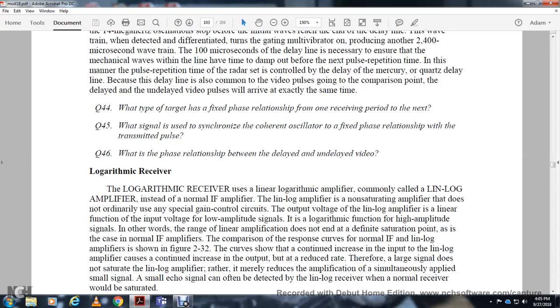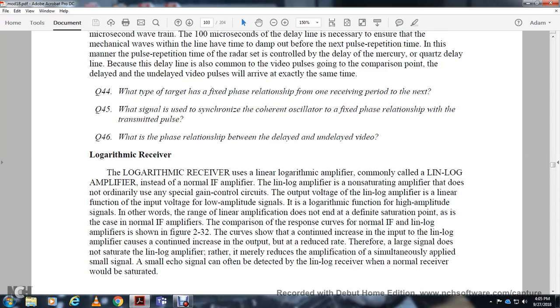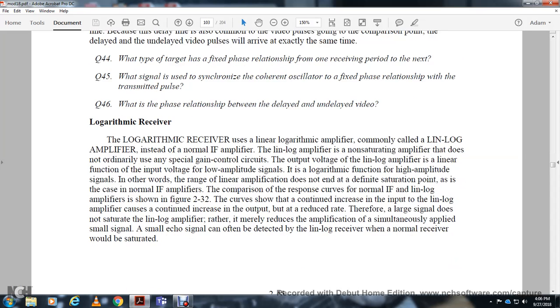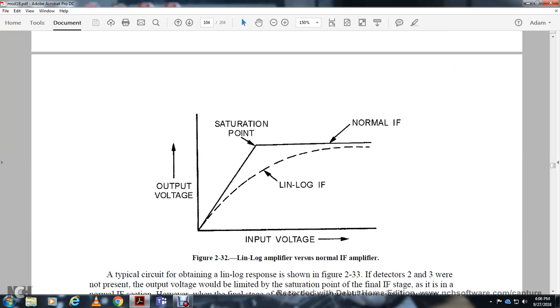A comparison of the representative curves of the normal intermediate frequency amplifier and the logarithmic or Lin-log amplifier is shown in figure 232. The curve shows the continued increase of the output of the Lin-log amplifier with the input, at a reduced rate. Therefore, a large signal does not saturate the Lin-log amplifier but merely produces less amplification, while a small signal is still amplified. The small echo signal can often be detected by a logarithmic receiver where a normal receiver would be saturated. The figure shows the output voltage, the saturation point, the logarithmic intermediate frequency, and the normal intermediate frequency against input voltage.